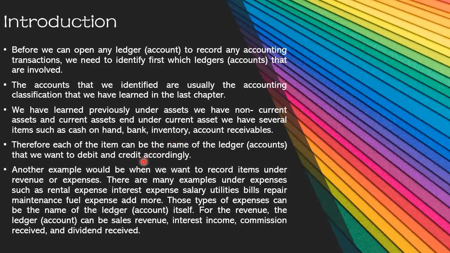Another example would be when we want to record items under revenue or expenses. There are many examples under expense such as interest expense, rental expense, utility bills, salary, repairs, maintenance, fuel expenses, and more. Those types of expenses can be the name of the account itself. For the revenue, the account can be sales revenue, interest income, commission received, and dividend received.